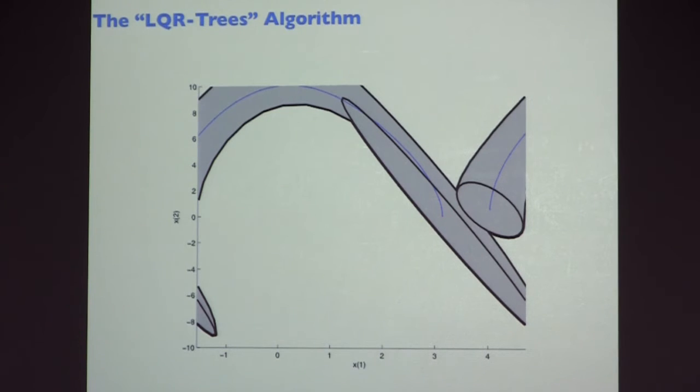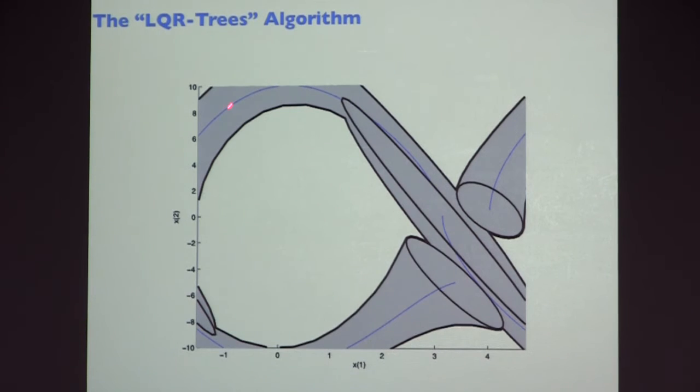And now I'll do a randomized algorithm to just try to make a better controller. I'm going to pick a point at random. If it was already in somebody's funnel, I can just throw that point away. I don't need that one. That one's already taken care of.